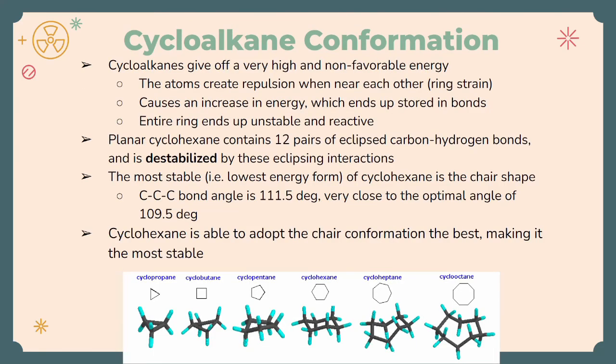Cycloalkanes can have a very high and non-favorable energy. Basically, the atoms create repulsion when near each other, which is called ring strain, and this causes an increase in energy which ends up stored in the bonds, which makes the entire ring unstable and reactive.